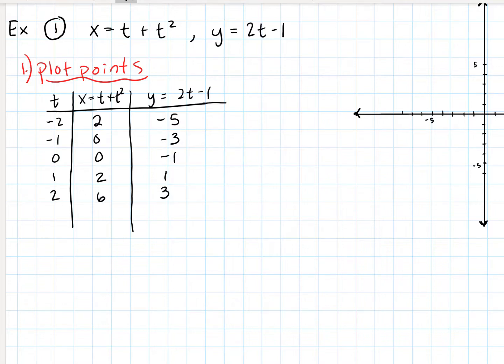Okay, I ran through that pretty quickly just to get us the ordered pairs. But we now have ordered pairs that I can actually graph. Now something kind of interesting happens right here, and we'll talk about that once we get it into the graph.